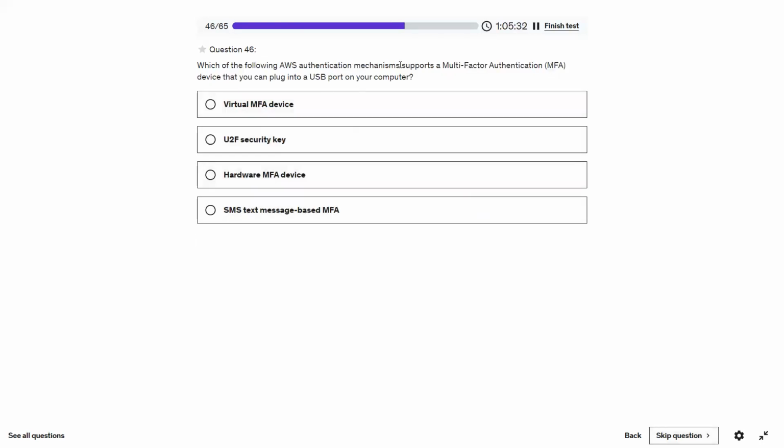Which of the following AWS authentication mechanism supports a MFA device that can plug into a USB? So which device we can plug into the USB? That is the U2F, universal two factor.